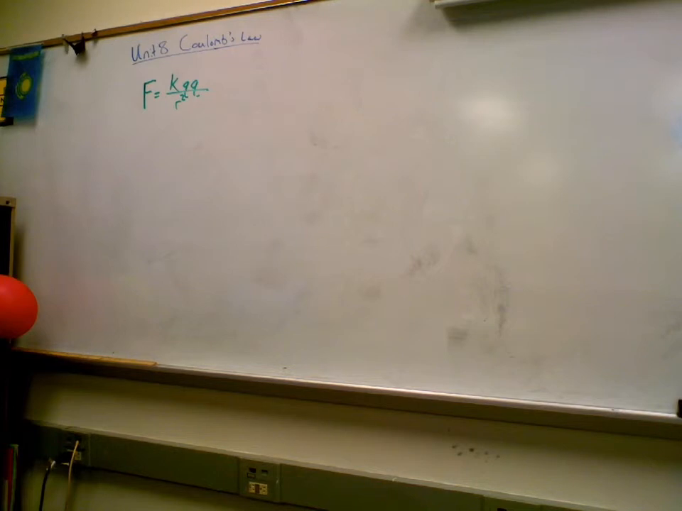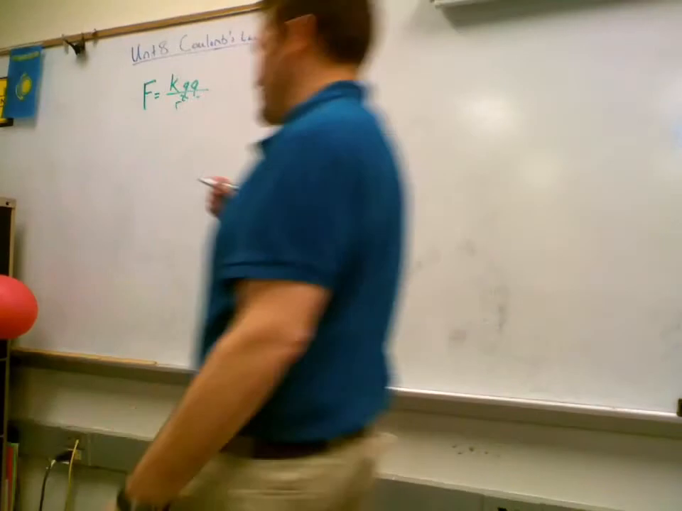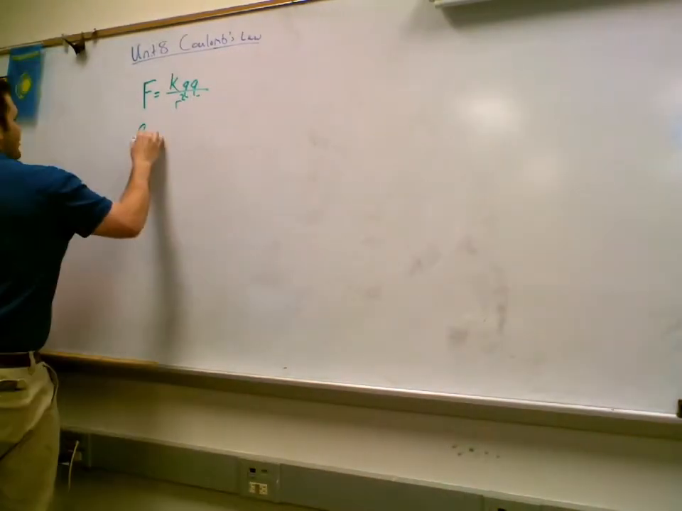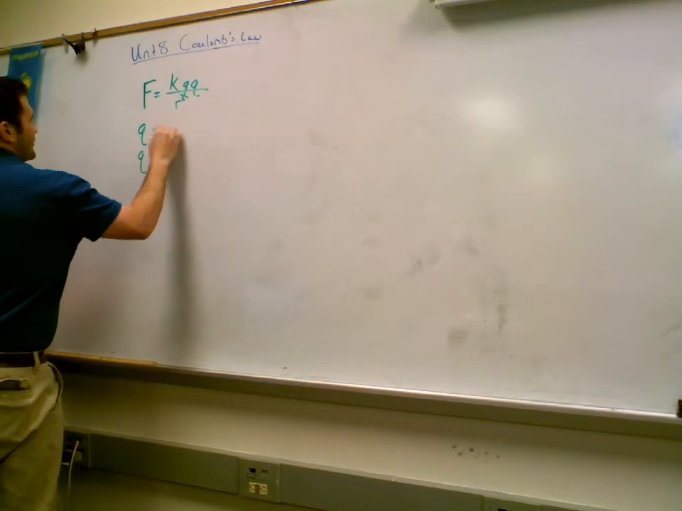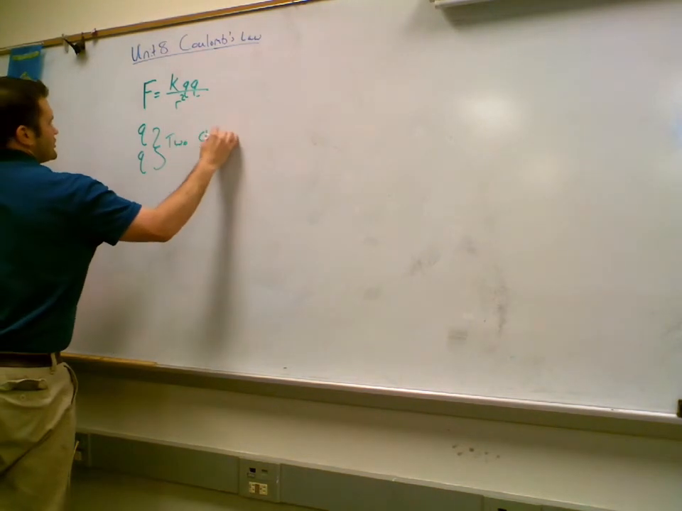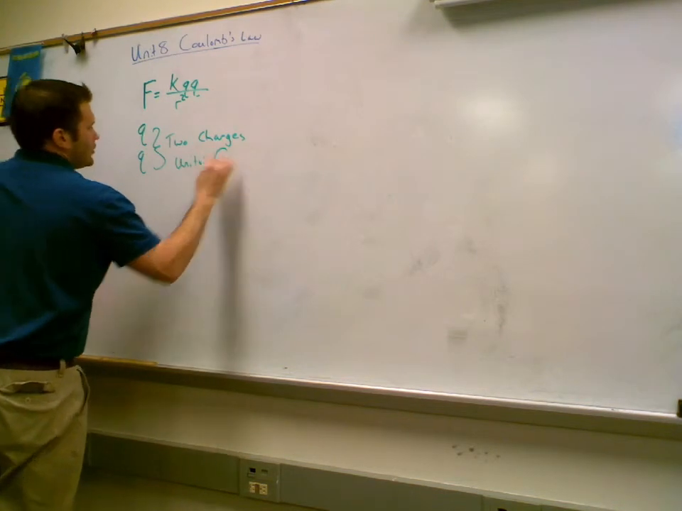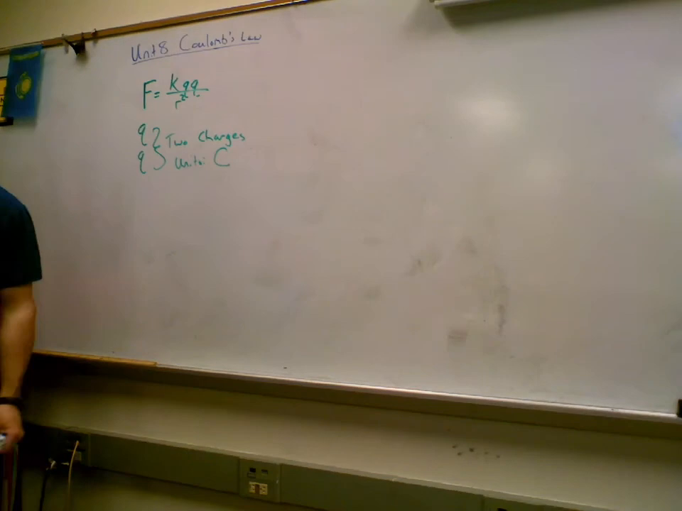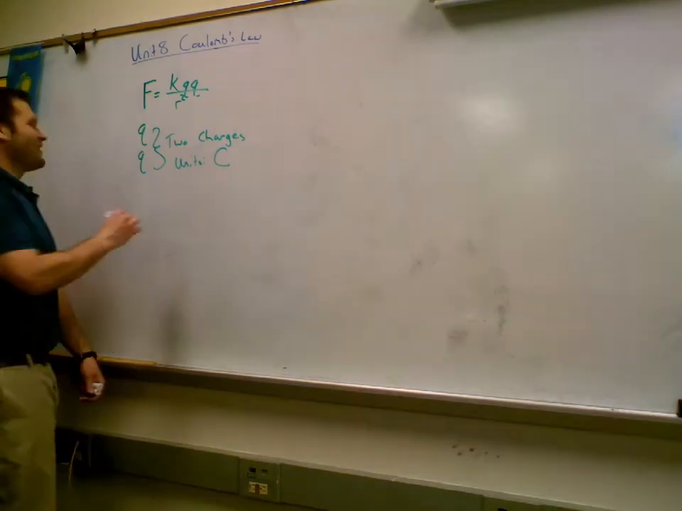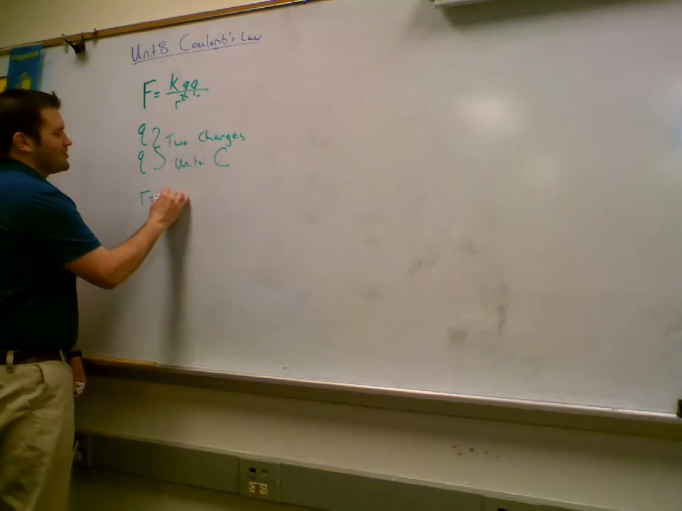You can call them Q1, Q2, or QA, QB, or Q smiley face, Q frowny face. I don't care, but just know that the Q's are different charges. So Q and Q are two charges. And what were the units on these charges? Coulombs, big C, named after Charles Coulomb. R is the radius.